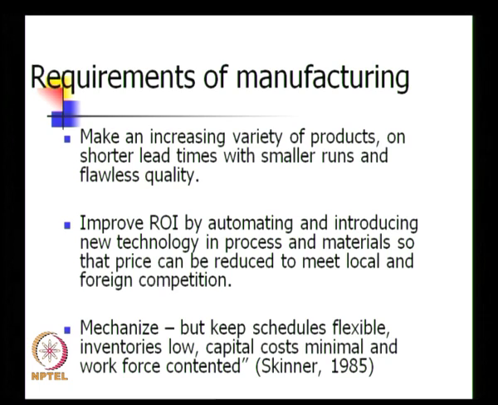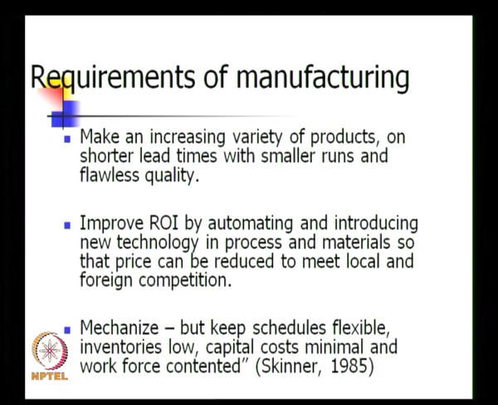Make products with smaller runs. Smaller runs would mean a large variety of production with a smaller run or batch size for each variety. So, as product variety increases, the batch quantities come down, so that a variety of products can be made in a given time period. So, a variety of products have to be made with smaller runs, and make them with flawless quality.